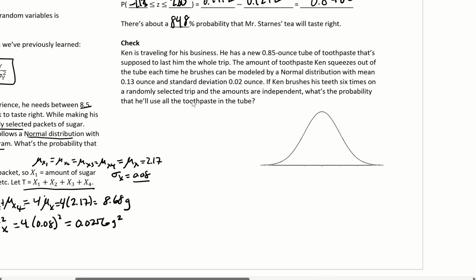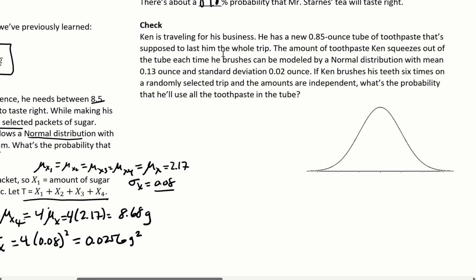All right, go ahead and pause the video and see if you can try the following problem. All right, hopefully you paused it and tried it. And that way you can check your work and see if you kind of understand it. Ken is traveling for his business. He has a new 0.85 ounce tube of toothpaste that's supposed to last him the whole trip. The amount of toothpaste he squeezes out of the tube each time he brushes can be modeled by a normal distribution. You get a mean of 0.13, you get a standard deviation of 0.02.